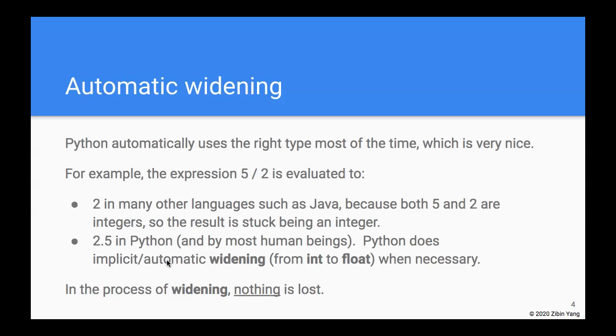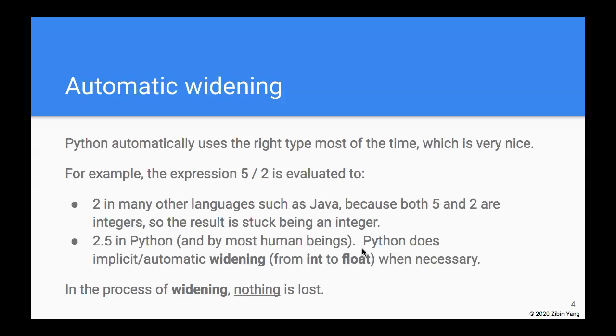Now, for those of you who know other languages such as Java or C++, if we do 5 divided by 2, at least the first time, you'll be surprised that it gives you a 2 instead of 2.5. The reason is that 5 and 2 are both integers, and therefore when those languages do the division, they do an integer division. So the result is 2 instead of 2.5. Again, the good thing is Python takes care of this automatically for us.